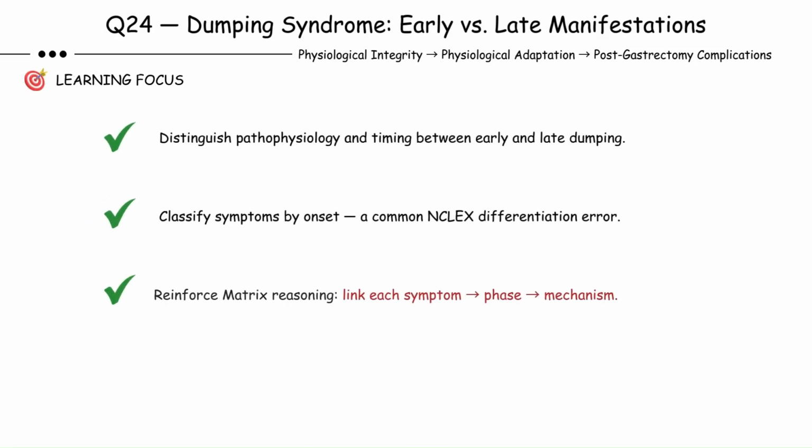Key takeaway: if the symptoms show up right after eating, think fluid shift and vasomotor, early. If they show up an hour or two later, think insulin overshoot and hypoglycemia, late. Sorting symptoms by timing plus mechanism is exactly the kind of matrix thinking the NCLEX expects from you.